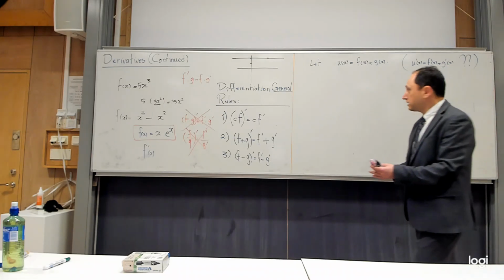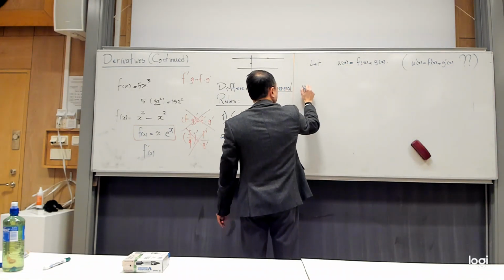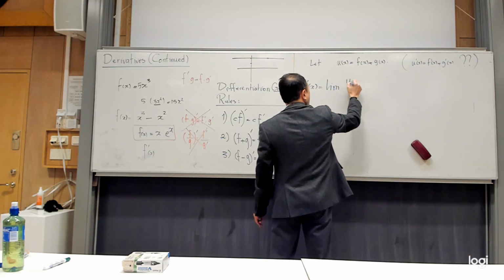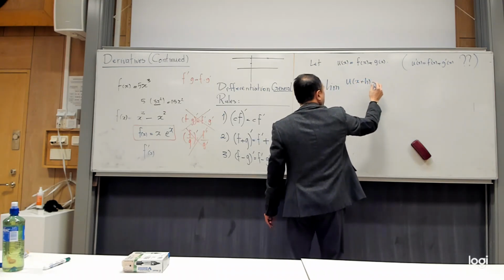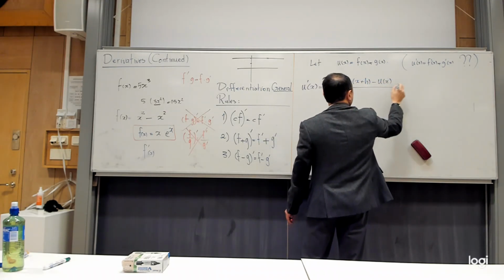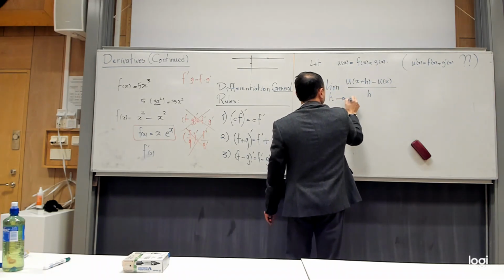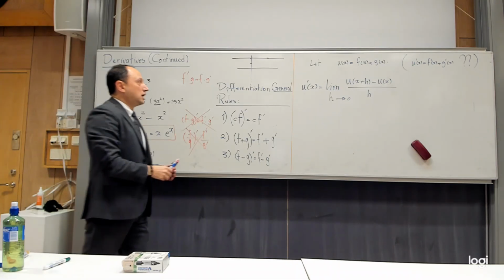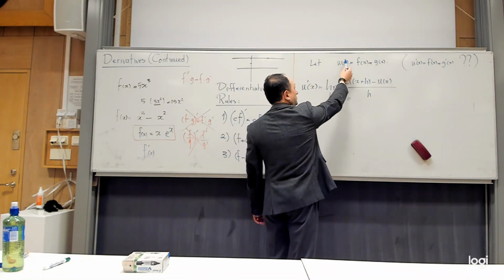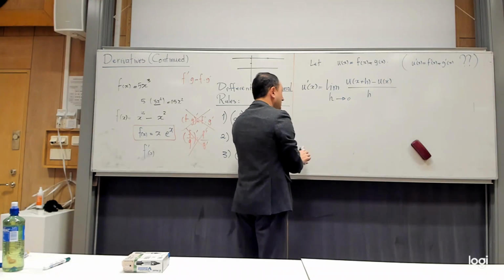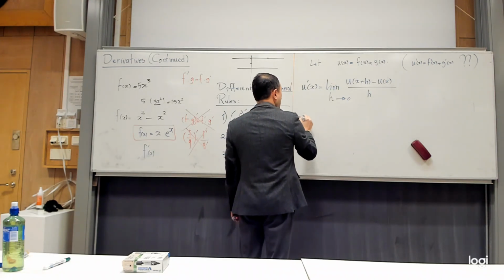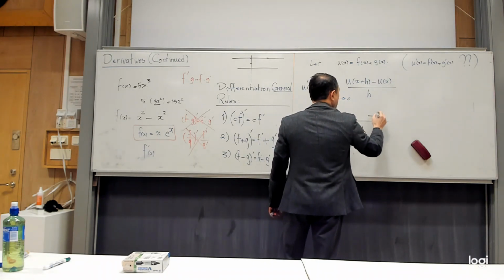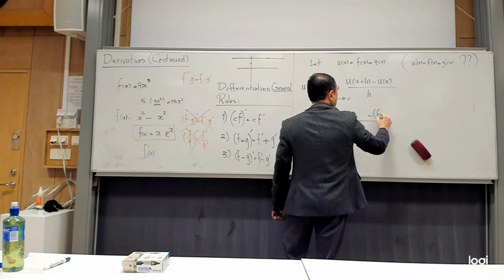Yes? Why is that? I want to find u prime of x. The formula is one single formula, and that is the limit as h goes to 0 of u of x plus h minus u of x, divided by h. That is the definition of the derivative. So I want to find the derivative of this function. Okay, can you help me to solve this one? So the copy-paste parts are these parts. What is u of x? u of x is this one.